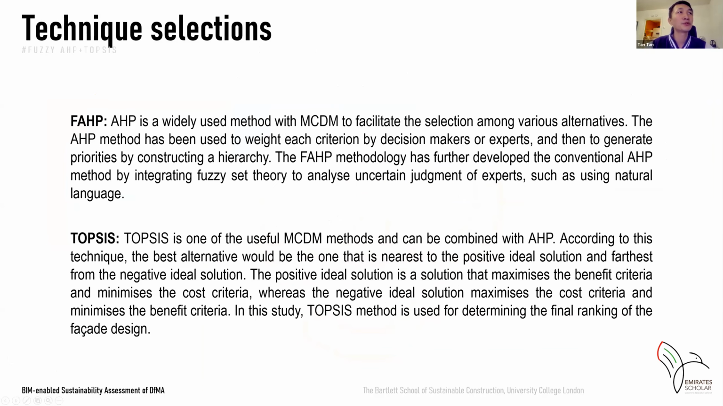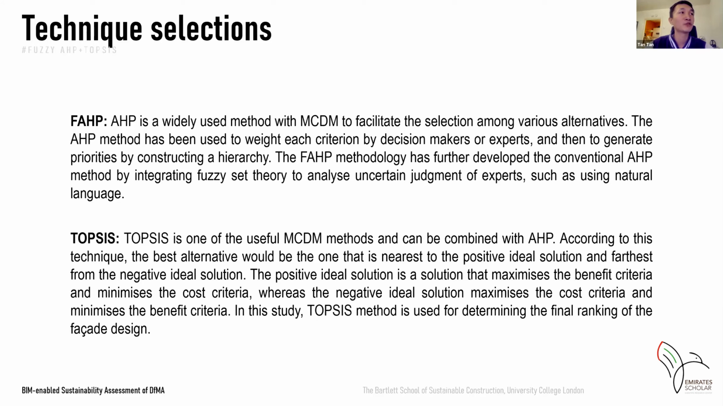We then tried to use the most commonly used combination, which is fuzzy AHP-TOPSIS, to deal with our question. AHP is a widely used MCDM method to facilitate selection among various alternatives. The AHP method is used to weight each criterion by decision makers or experts, and then to generate priorities by constructing a hierarchy. The fuzzy AHP methodology further develops the conventional AHP method by integrating fuzzy set theory to analyze uncertain judgments of experts, such as those expressed in natural language.